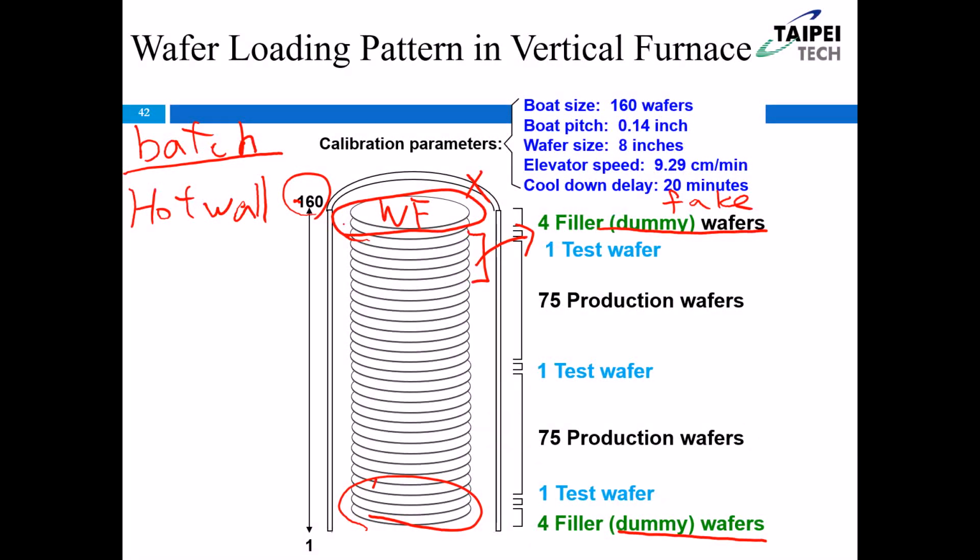So that's the reason you need to put the dummy wafer here, because the gas flow rate is non-uniform on the top and on the bottom, okay? So that's the reason we need to keep dummy wafer here and here, okay? Even though we know the quality is not good, you still need to put the dummy wafer here and here, okay?